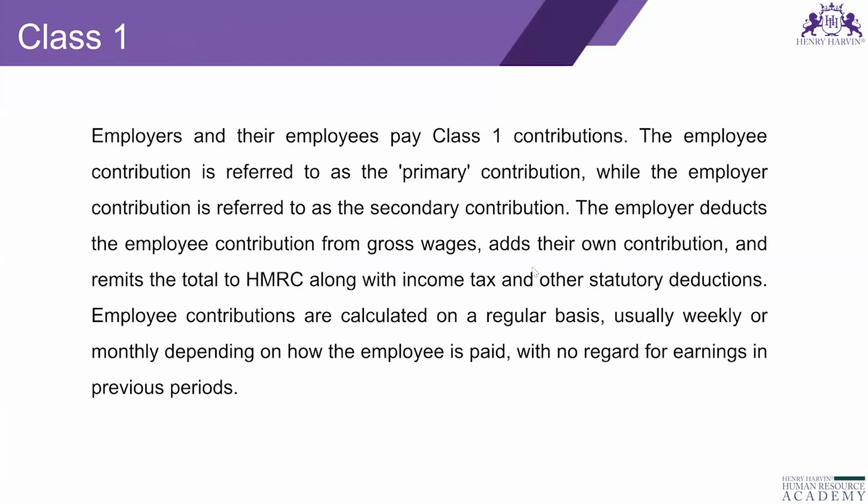Class one are the normal employee and employer contribution. I'm just trying to save time somewhere. We can do refreshers. So anyways, this topic will come again. Okay, so class one is for employee and employer. You remember that for employee contribution, we call it primary contributions also. And the employer part is also called secondary contributions.